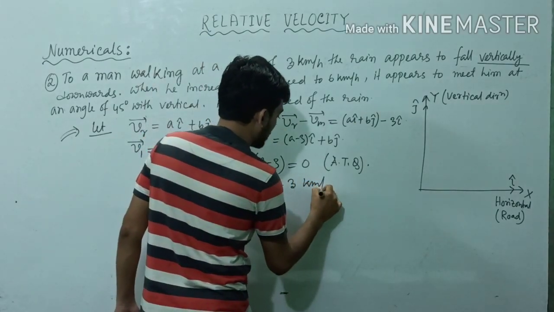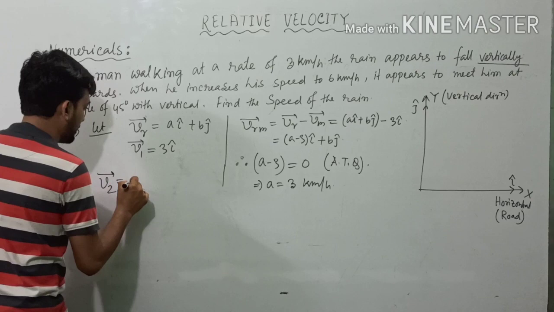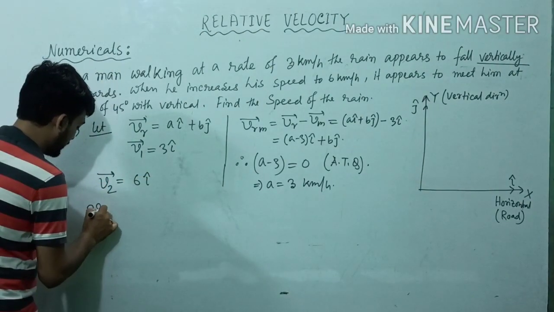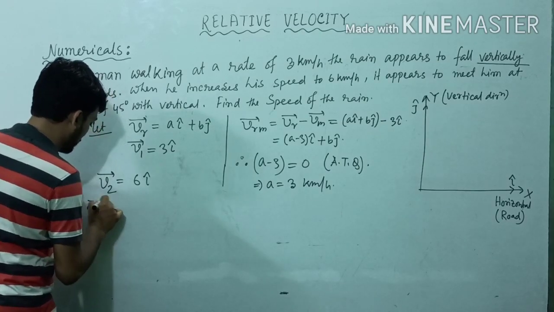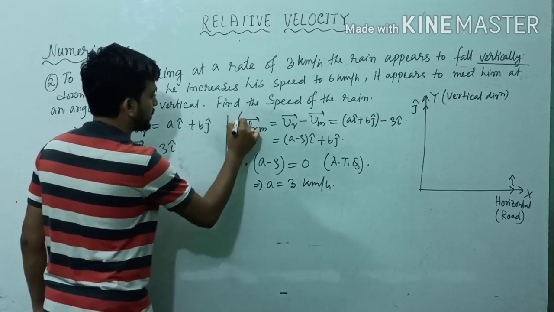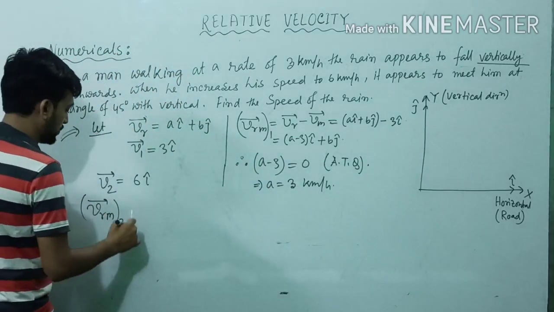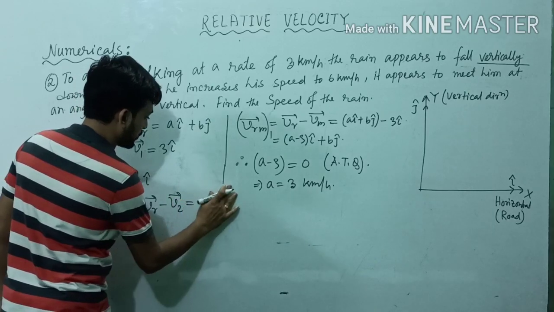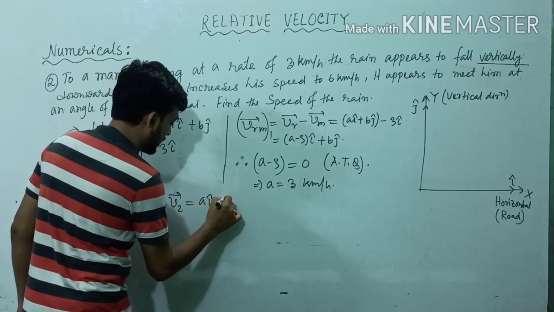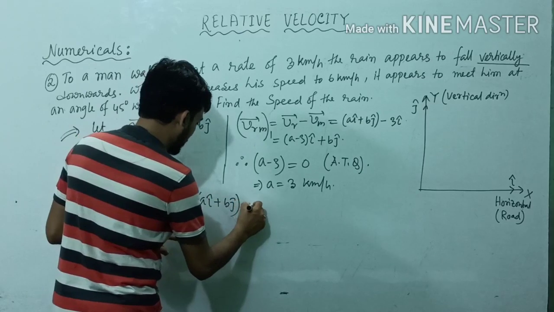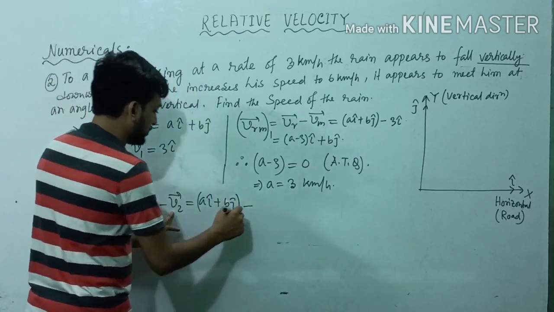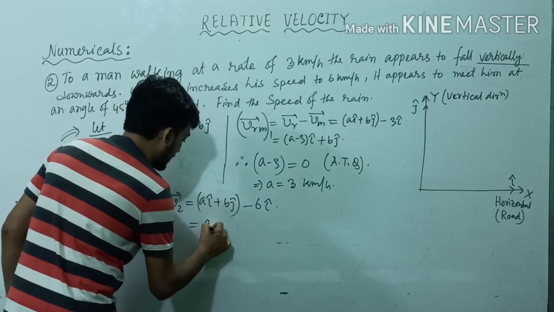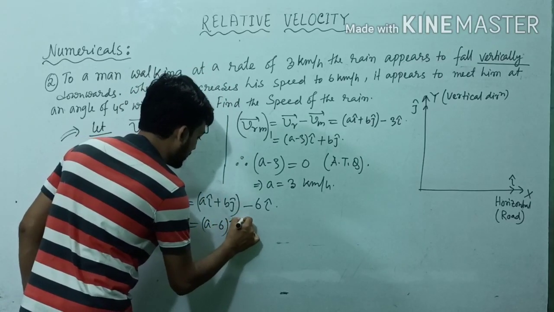This will be kilometer per hour. Speed of the man in the second case becomes 6 i cap, and again we have to find the relative velocity of rain with respect to man. Let it be 2 and it be 1. So it will be Vr minus V2. This will be a i cap plus b j cap minus V2, which is 6 i cap. So you solve it, you will get (a minus 6) i cap plus b j cap.